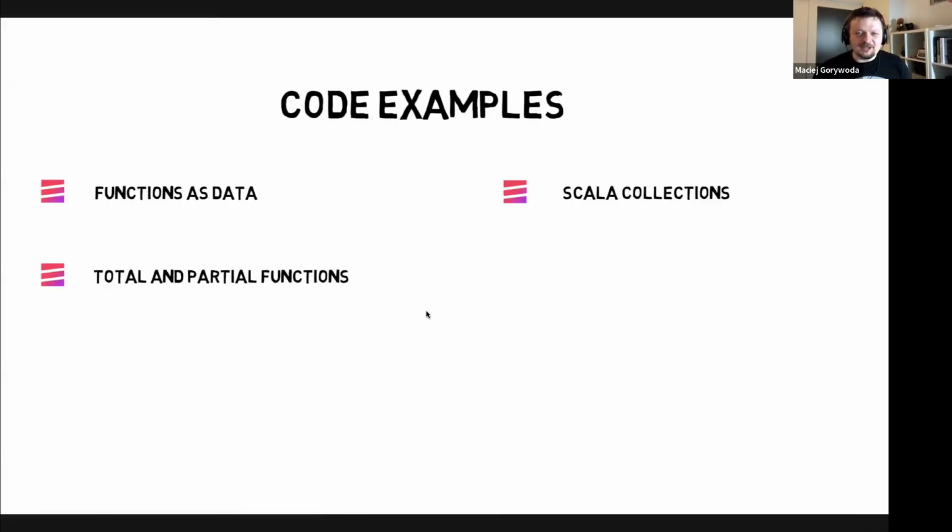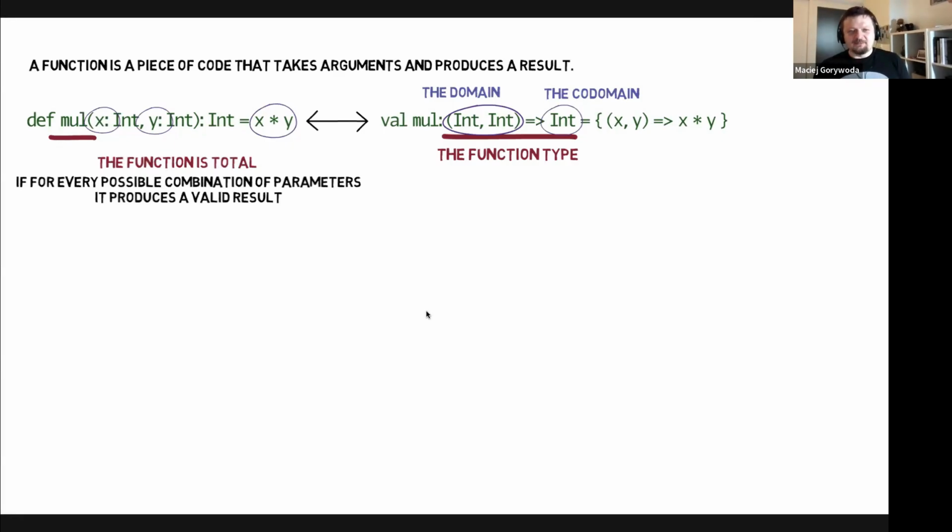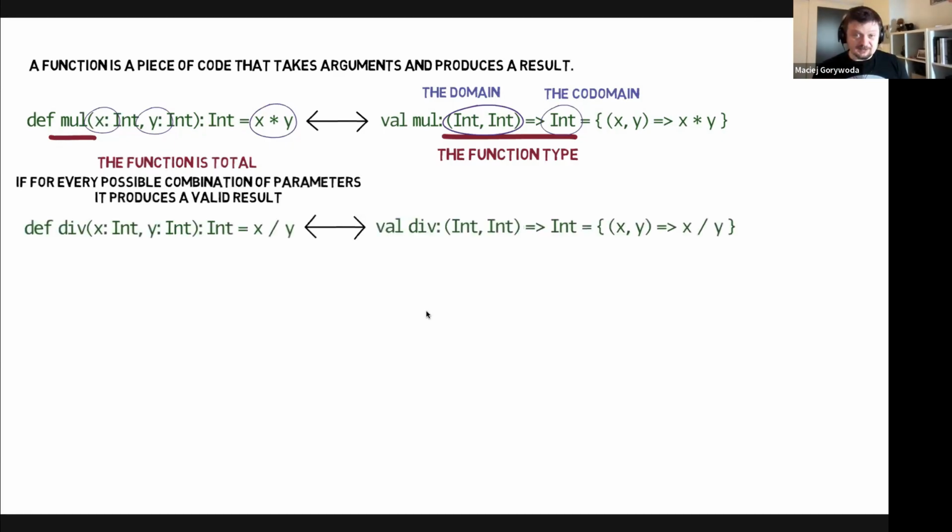But let's go here and talk about the theory for a moment. We have a function, for example, multiplication, that takes two parameters, two ints, and produces another int. And we know for sure from mathematics that every two ints can be multiplied and will produce another int. So the function is total: for anything in the domain, this will produce a valid result. For every possible combination of parameters, it produces a valid result.